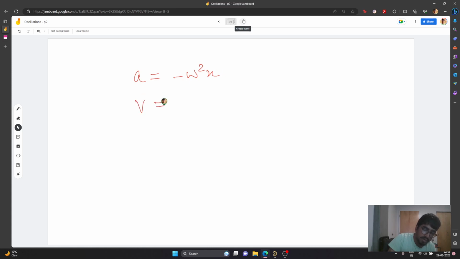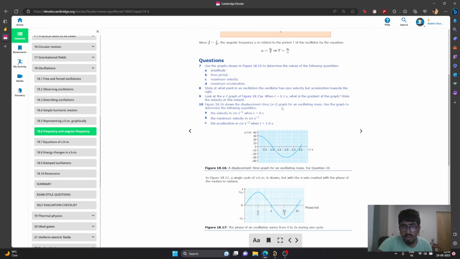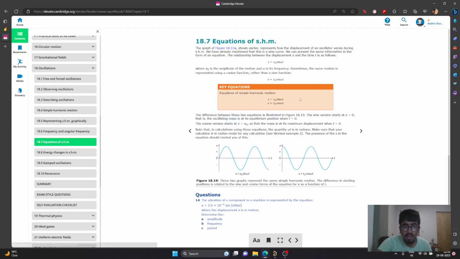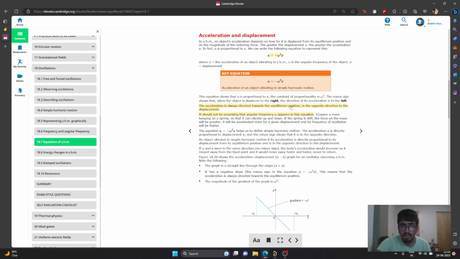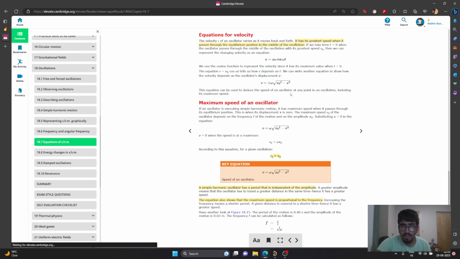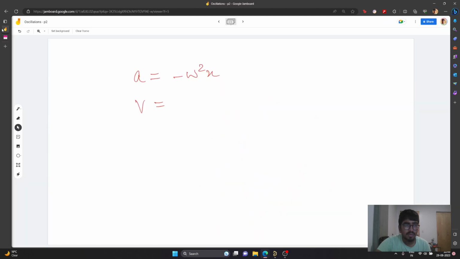For velocity, similarly, they gave a formula. Let's just open the book here. Yeah, so that looks like plus minus omega naught square root of x naught square minus x square. So let's just see what all these terms are. First of all, what is x naught? X naught is the initial pull that you have done.